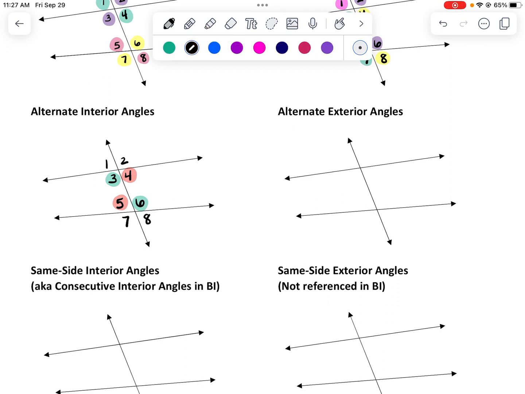Okay. Alternate exterior. So very similar. I'm going to name them, and then I'm going to do alternate, so opposite sides, but exterior. So 1, it's on the outside. Alternate exterior is 8. 2, didn't change my color. Okay, 2 is an alternate exterior to 7. They're on opposite sides. That's what the alternate means, exterior on the outside.